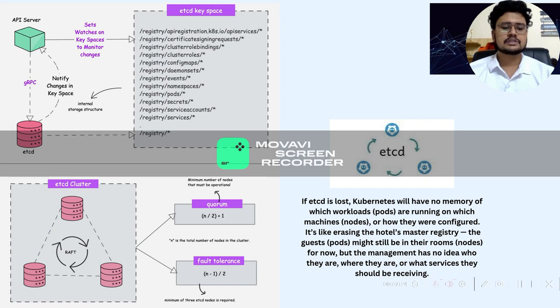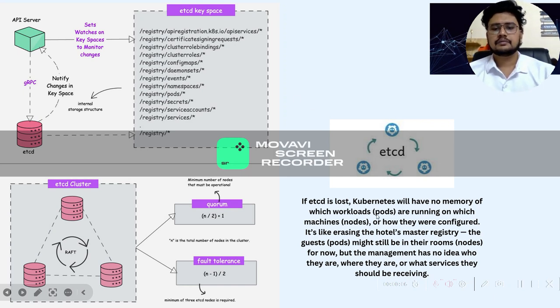So it records every guest booking, which is pod definition, floor plan, which is node information, and service rule, which means the instructions we have mentioned while creating the cluster configuration. So etcd acts as the brain database of Kubernetes, stores everything: pods, services, config maps, secrets, etc. If you check here, key spaces like pods live under registry pods, config maps under registry configmaps.